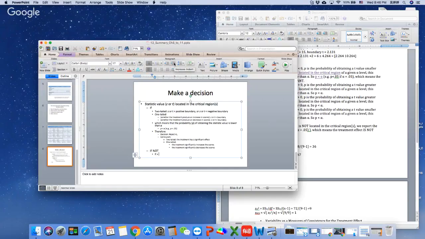P greater than alpha, fail to reject H0. So that's how to make a decision.